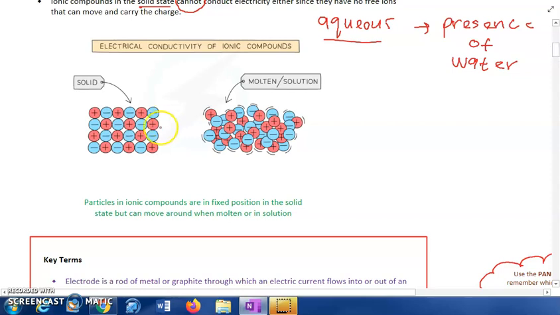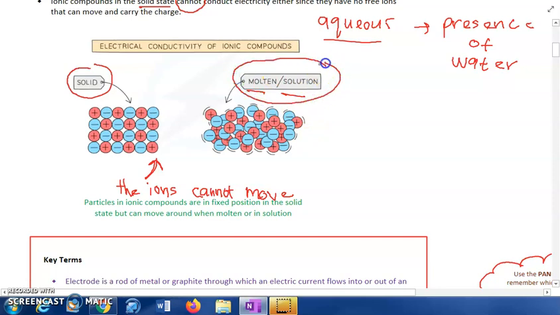Now why does that happen? I have a diagram over here. This one is an ionic compound in solid state, and here it's either molten or aqueous solution. When they are in solid state, you can see that the ions are fixed in a regular pattern. The ions cannot move, because they are held strongly together by strong attraction forces. But when they are in molten or aqueous state, these ions are free to move. When these ions are free to move, they are able to carry electrical charges and be a good electrical conductor. So that's the explanation why ionic compounds can only conduct electricity when they are in the molten or aqueous state, and they cannot conduct electricity when they are in the solid state.